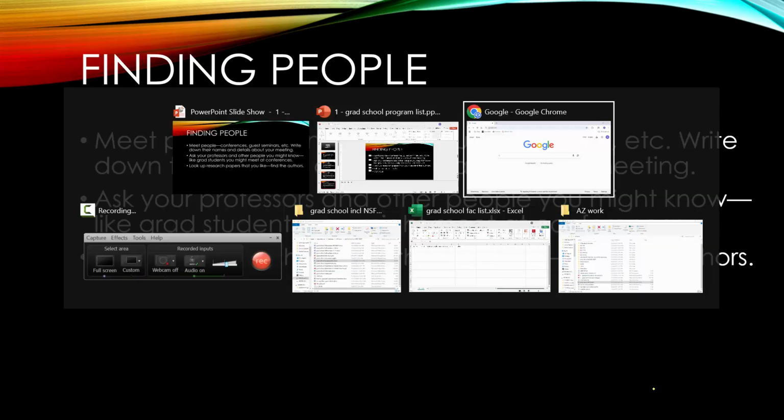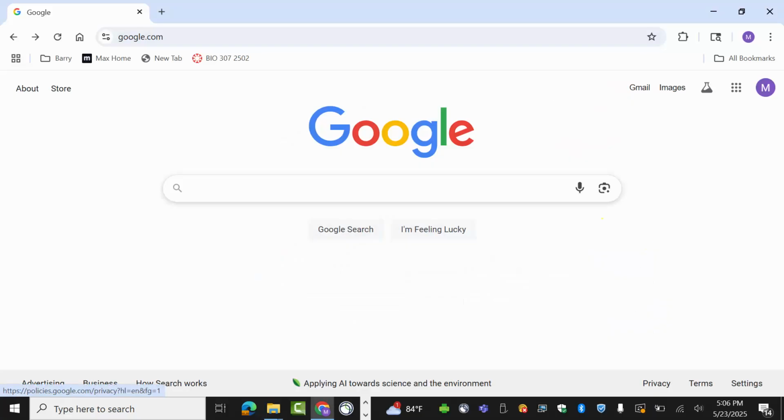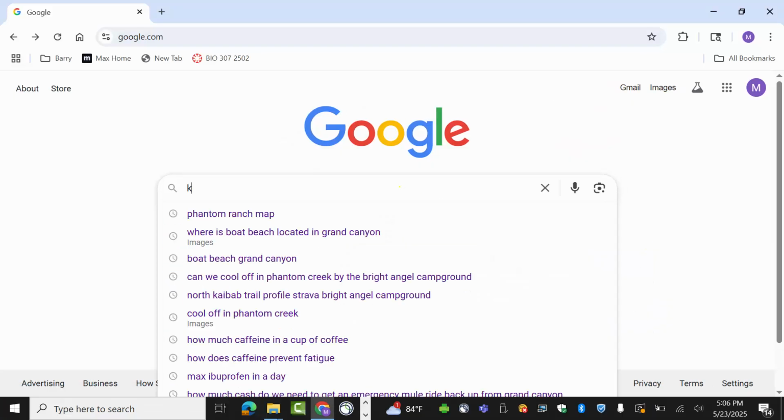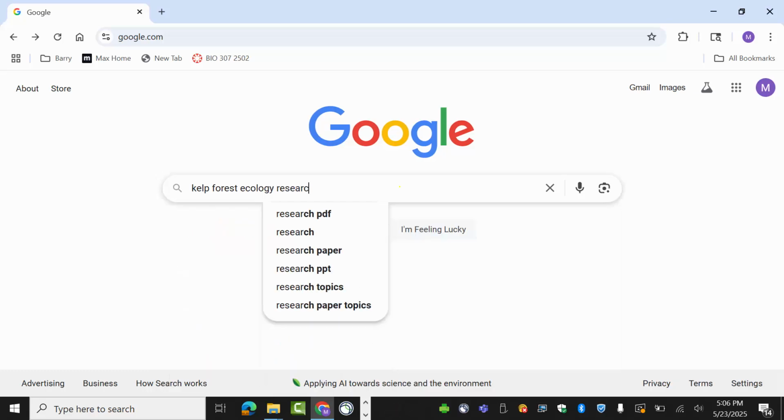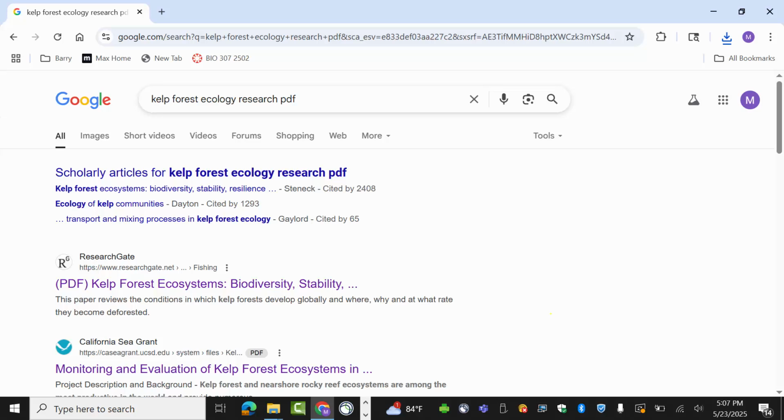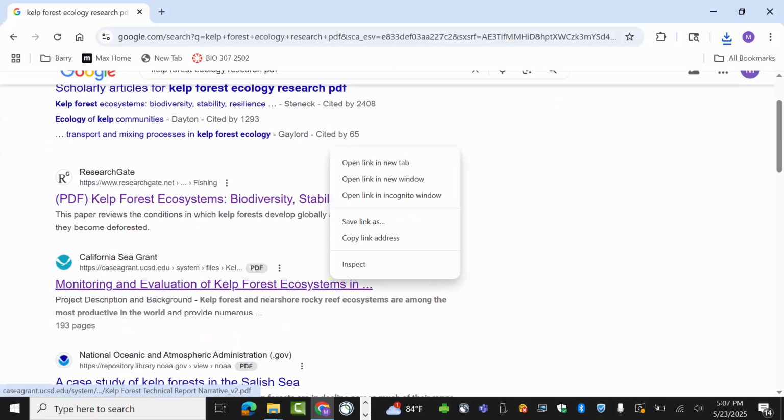Let's do kelp forest ecology research, and you want to do research PDF or research paper. Boom. All right, I've already looked up a couple of these already.